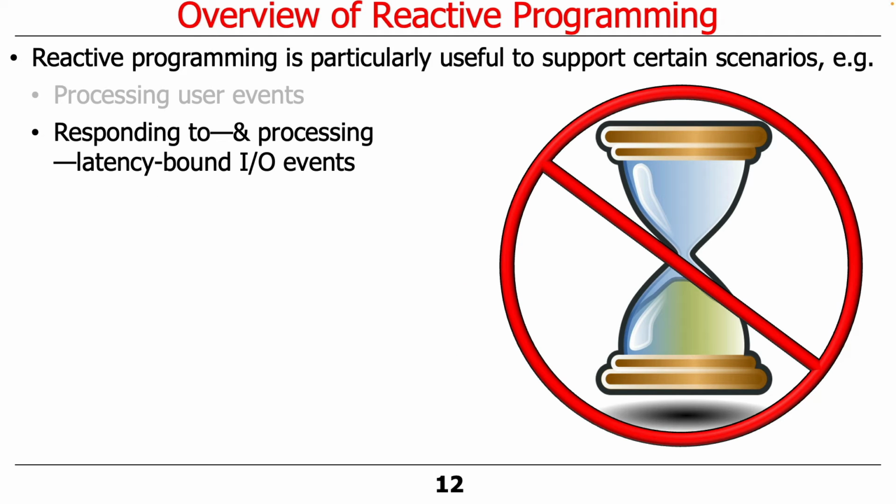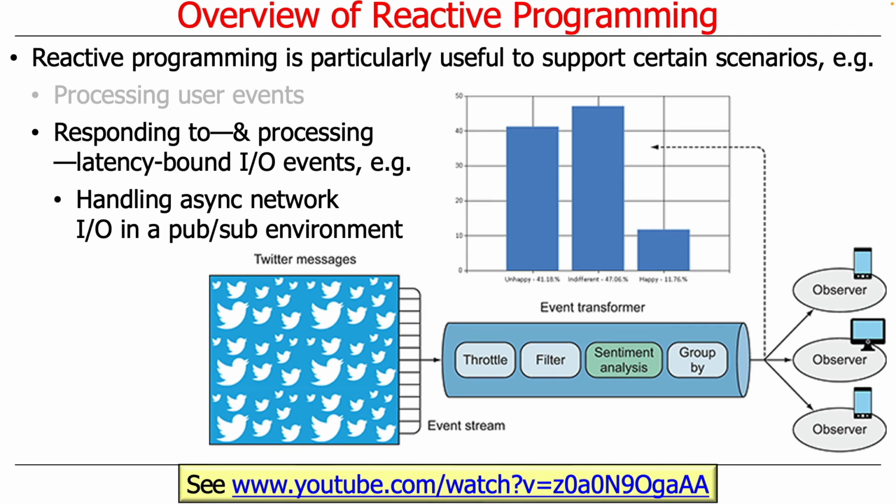Responding to and processing latency-bound I/O events to avoid delays and blocking. For example, being able to handle asynchronous network I/O in a pub/sub environment. The example I use here is Twitter messages. So you might have a Twitter feed, and you want to analyze the messages that are flowing through there, the tweets, in order to see what's happening. Are people happy? Are people sad?